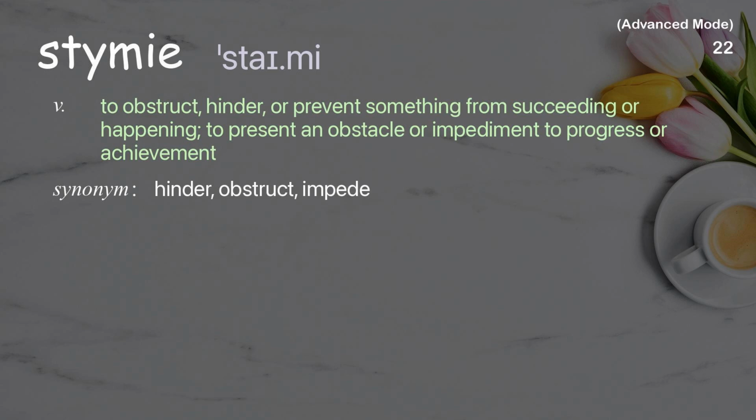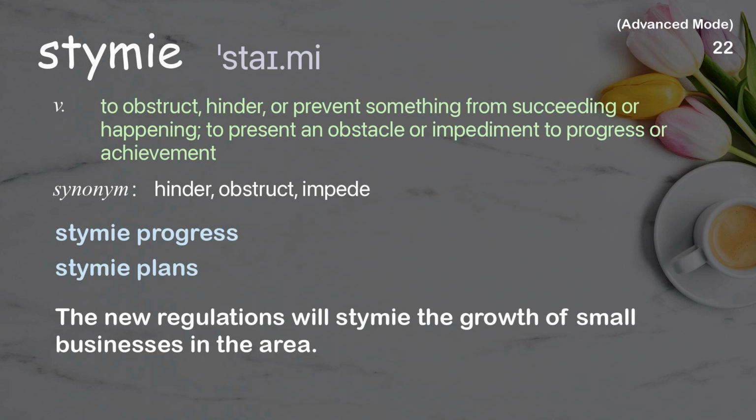Stymie. To obstruct, hinder, or prevent something from succeeding or happening. To present an obstacle or impediment to progress or achievement. Examples: Stymie progress, stymie plans. The new regulations will stymie the growth of small businesses in the area.